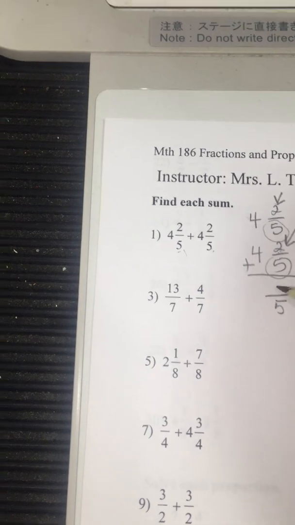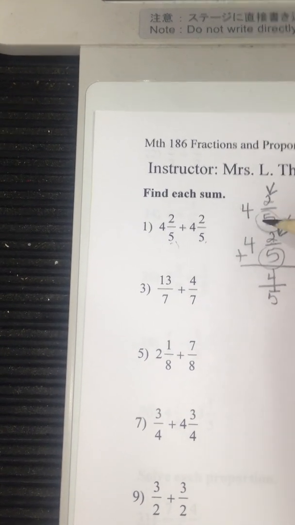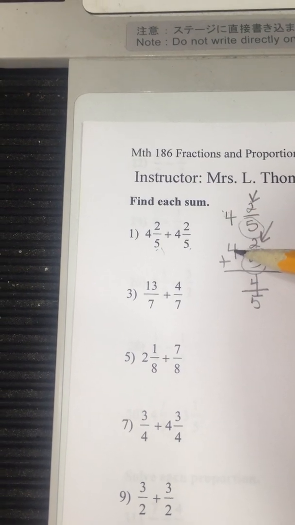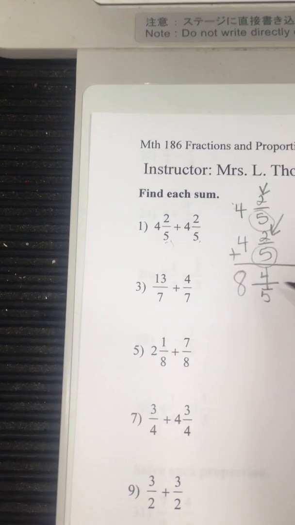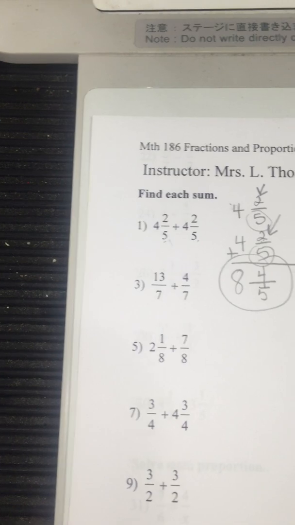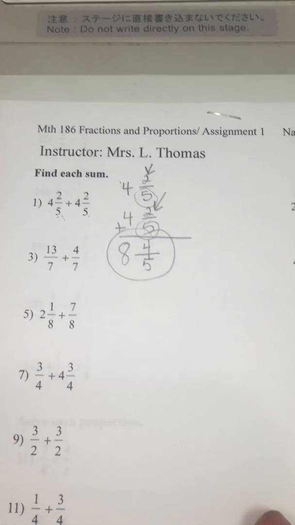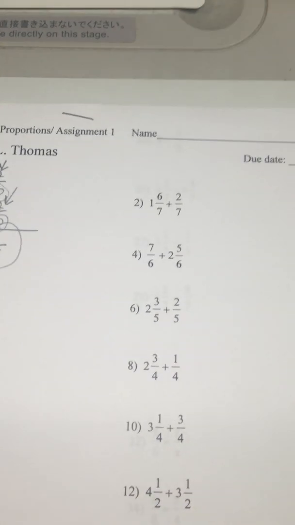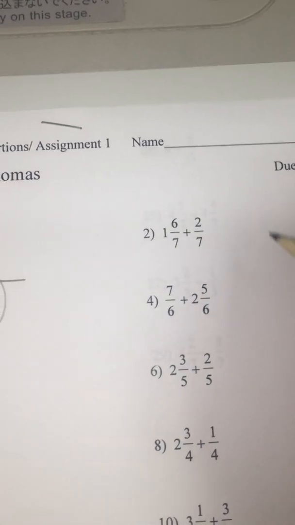2 plus 2 is 4. Then I want you to add your whole numbers. 4 plus 4 is 8. This cannot be simplified, so I would like for you to leave your answer as 8 and 4/5. Okay, let's move to number 2.